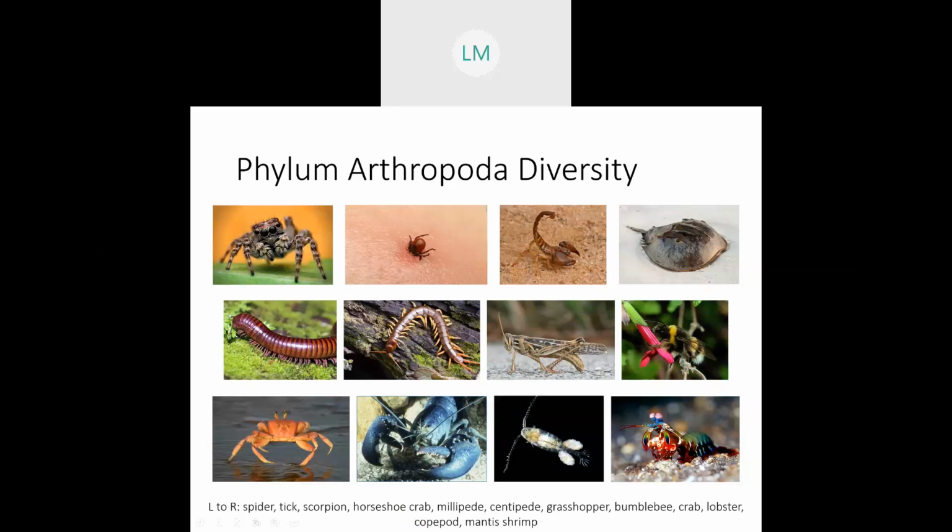All of our insects are in this group. So grasshoppers, bumblebees, flies, ladybugs, roaches, all of these insects are in this group also. And then our crustaceans are in this group. So crabs, lobsters, this is a plankton crustacean, a copepod, and then a mantis shrimp over here. All of these are going to be in this arthropod phylum, and so a huge amount of diversity in this phylum.